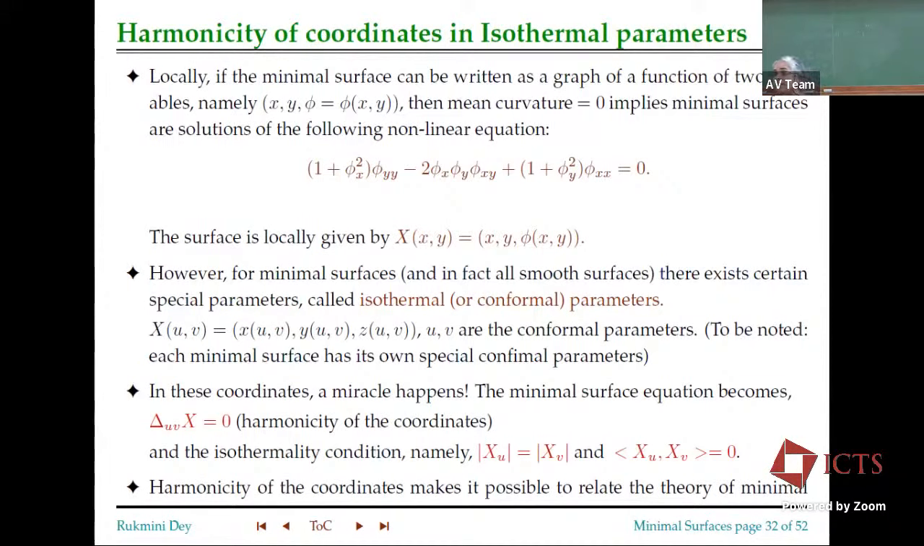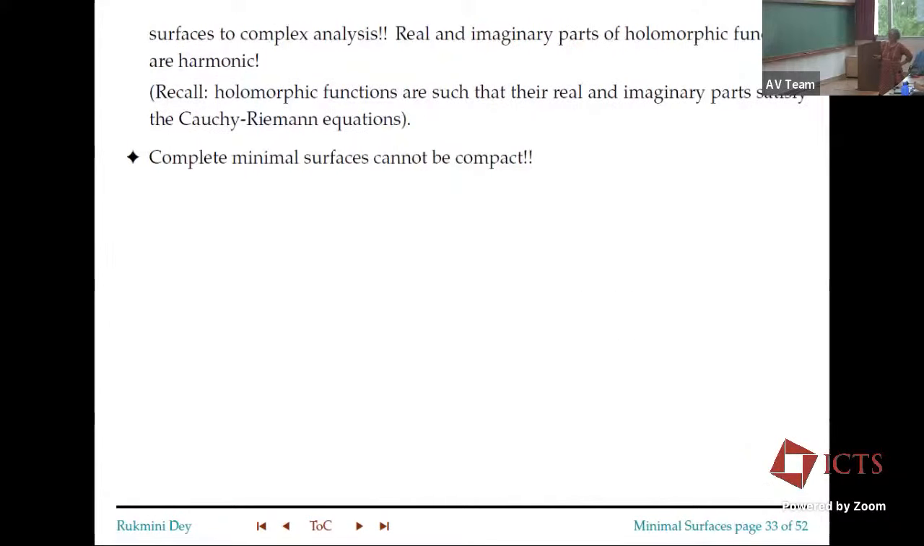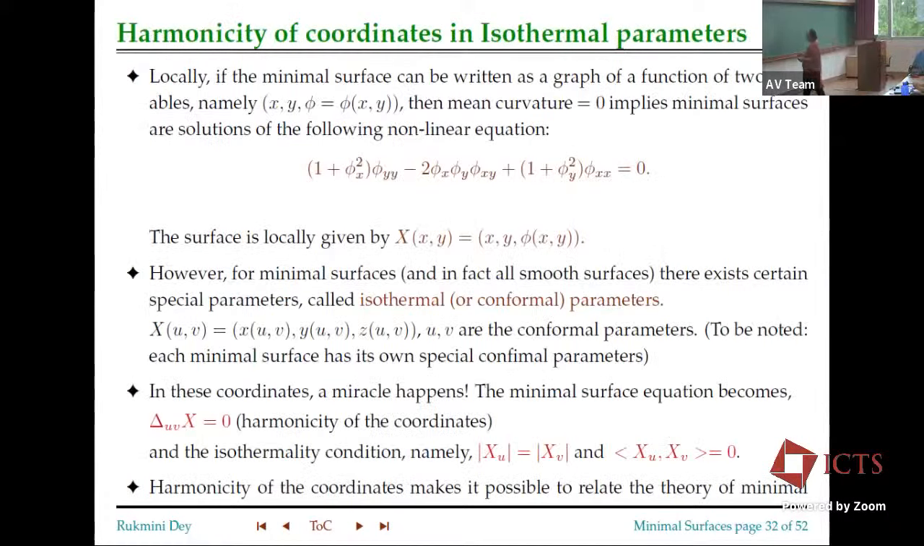U and v are particular to every minimal surface. You cannot say, I can find a conformal parameter which works for all minimal surfaces. That's not true. Actually, there are some families which may have common u, v, but in general, if you arbitrarily pick two minimal surfaces, their conformal parameters are not the same. So this is where the nonlinearity is hidden. Now the nice thing about harmonicity of coordinates is that the real and imaginary parts of holomorphic functions are harmonic.